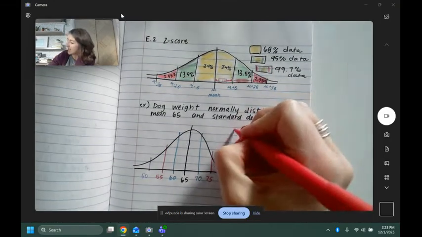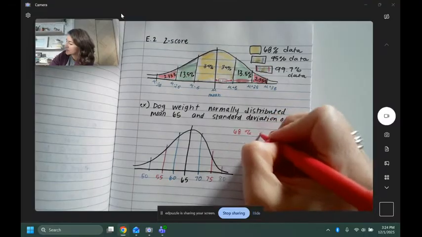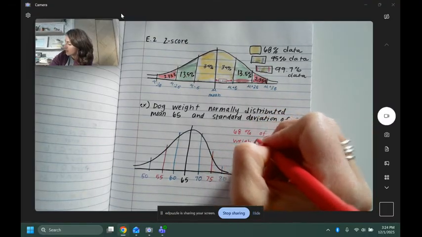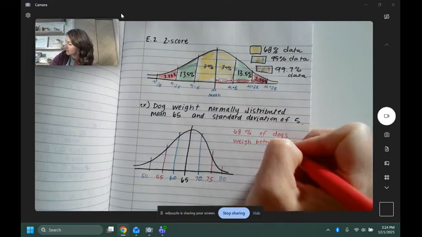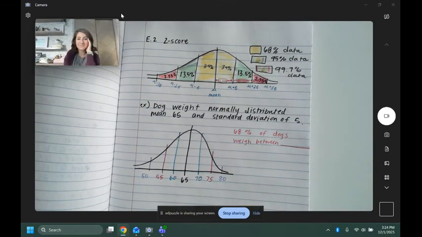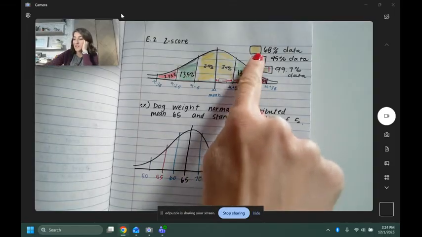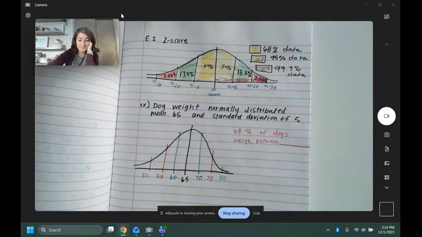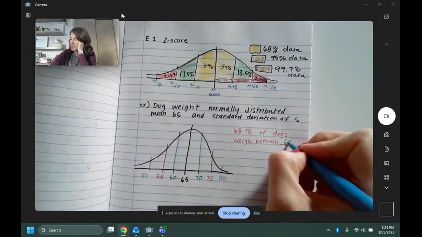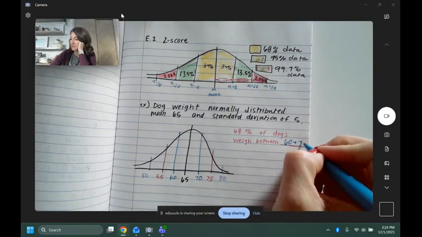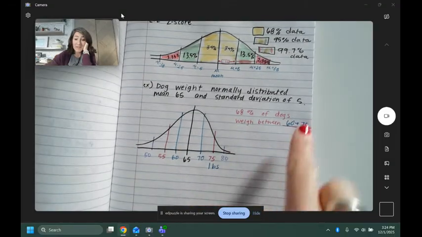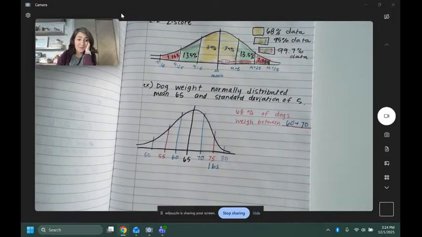So 68% of dogs weigh between what and what? So I know 68% of my data is one standard deviation away from the mean. So here I could say between 60 and 70 pounds. Sorry, I didn't say this is pounds. 68% of dogs weigh between 60 and 70 pounds.